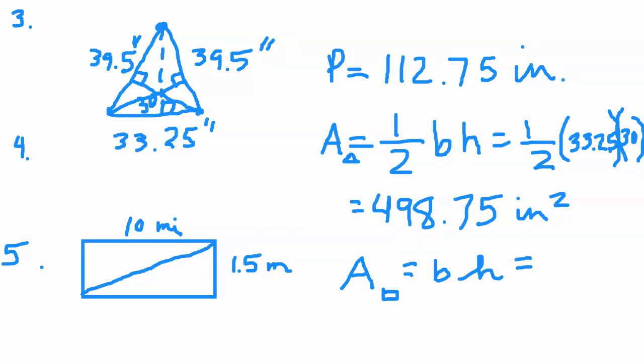But here we just need the area of the rectangle, base times height. So we'll do 10 times 1.5. Multiplying by 10, the shortcut just moves the decimal one place to the right. So we have an area of 15. And remember, the units in area is squared. So we have 15 square miles.